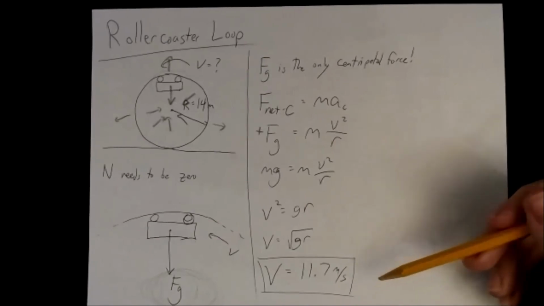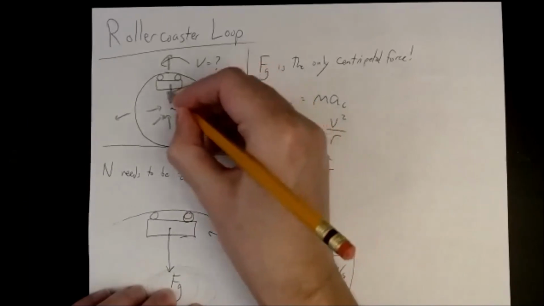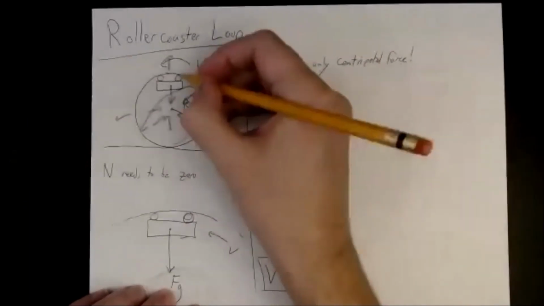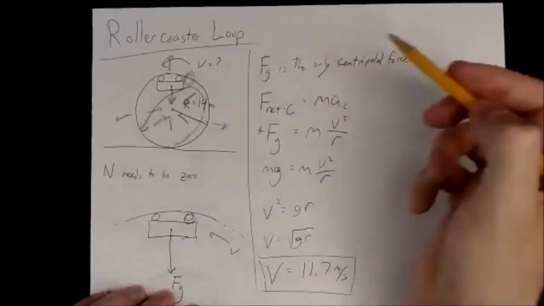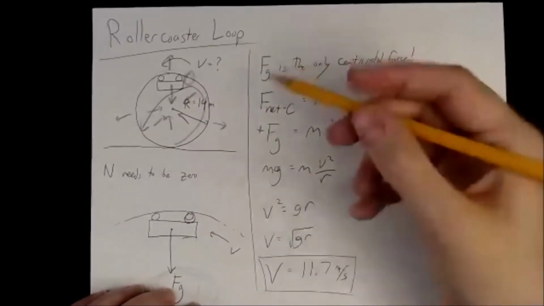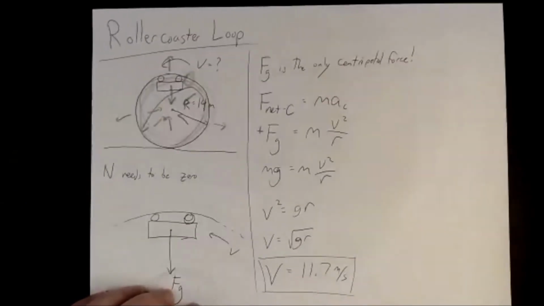If you're not going that fast, then you'd go around the loop partially and then go meh, and fall off like that. There'd be somewhere that you'd disconnect from the track and you'd fall off the track. You need to be going fast enough so that you can go just in the circle like that.